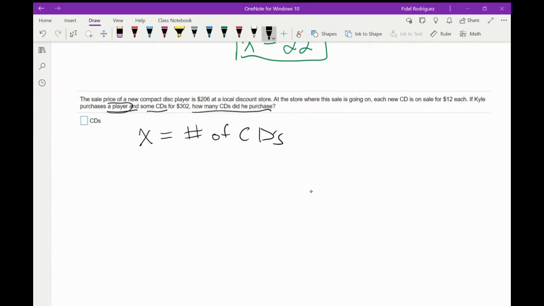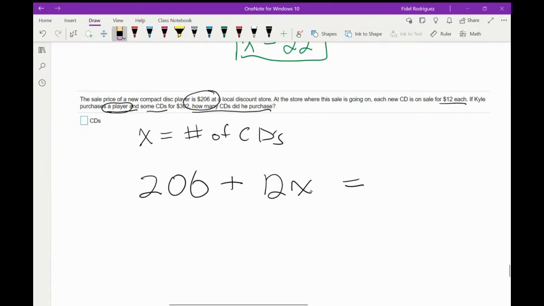Okay, so then the first thing says he's going to buy the player. So the player we already know is $206. And then for every CD, they're $12 a piece. And we know that he spent a total of $302. So we want to figure out how many CDs did he buy. So the first thing we're going to do, because we're trying to get this X by itself, is we're going to worry first about getting the 12X by itself, okay?